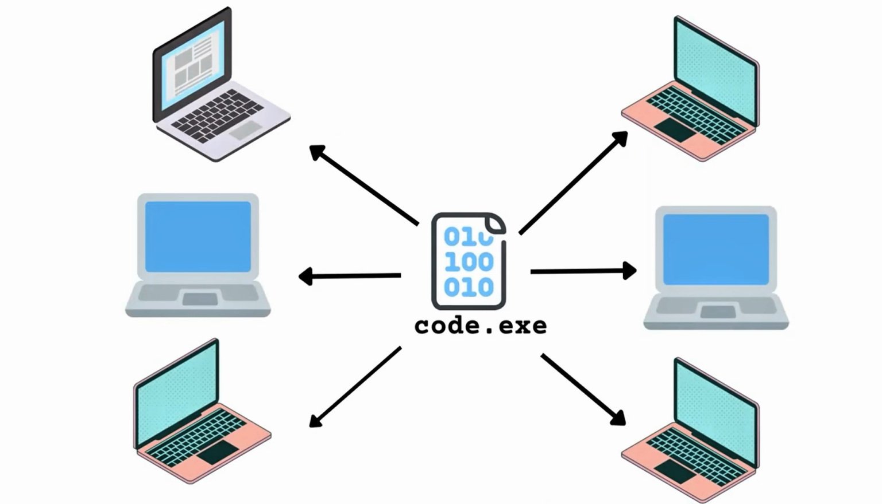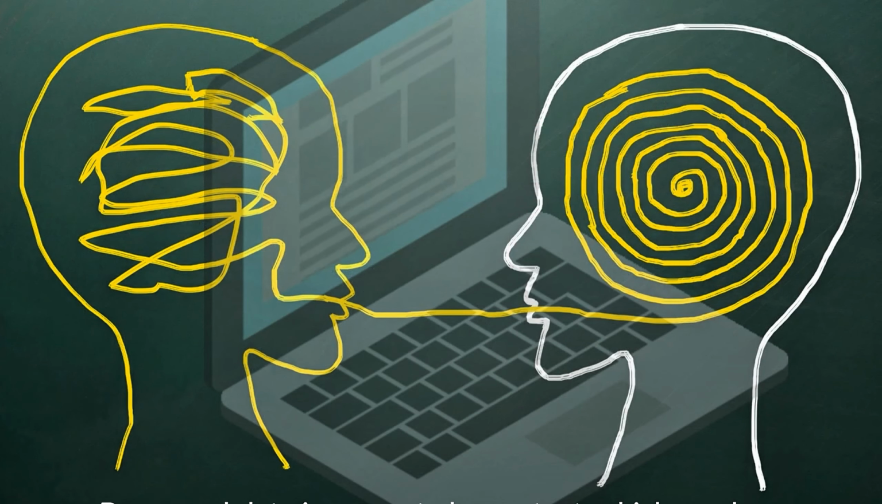4. Output. Processed data is presented as output, which can be text on a monitor, images on a screen, sounds through speakers, or files saved to storage. Output devices translate the processed data into a human-readable format.